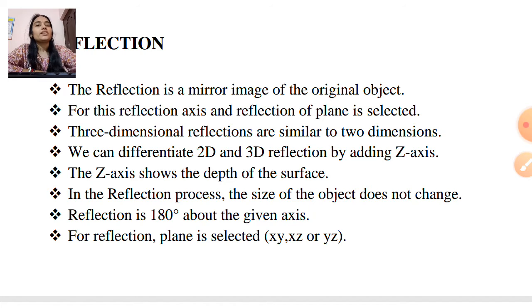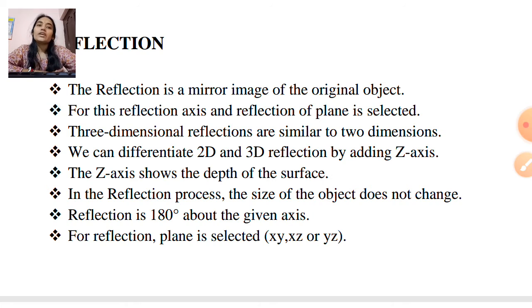So 3-dimensional reflection is similar to 2-dimensional reflection. We can differentiate 2D and 3D reflection by adding the z-axis. In the 2-dimensional coordinate system, only the x-axis and y-axis are there. But in 3D reflection, we add another axis, which is our z-axis. So x-axis, y-axis and z-axis. The z-axis shows the depth of the surface.